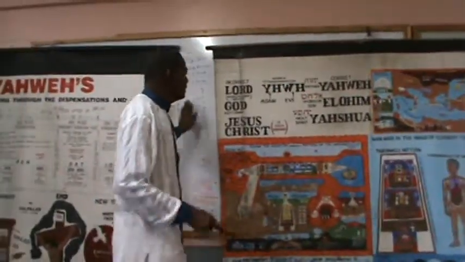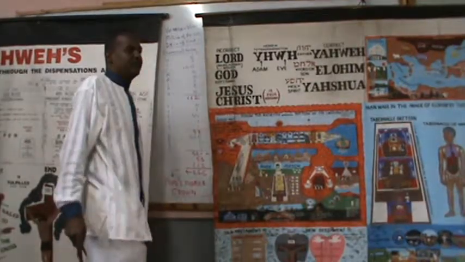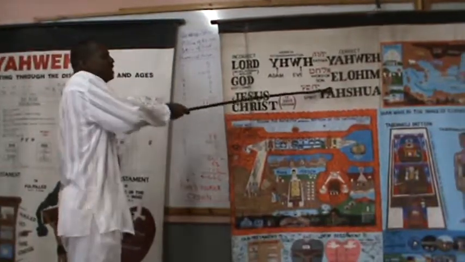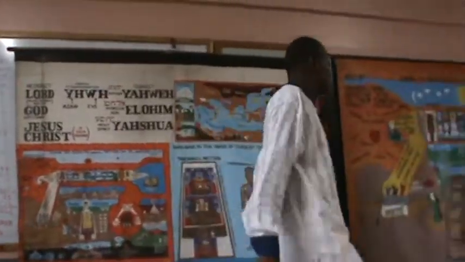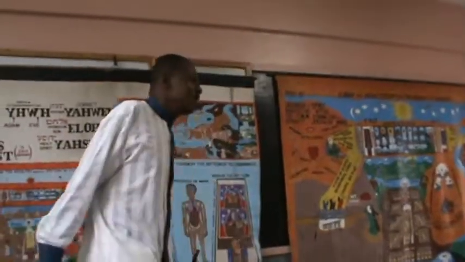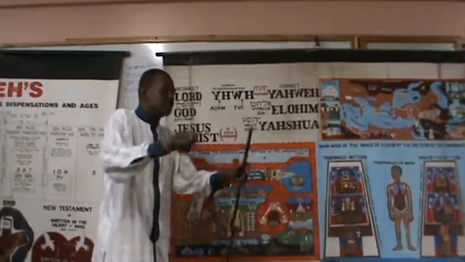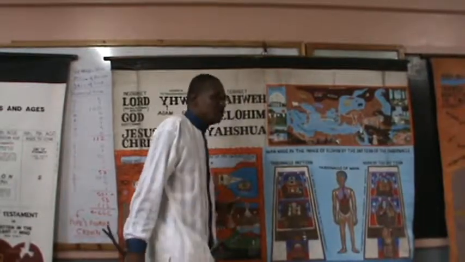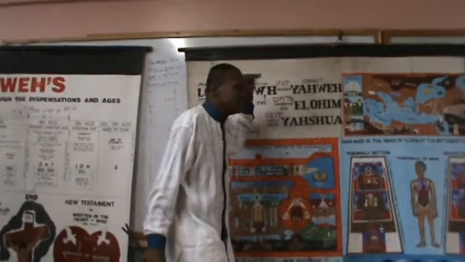Therefore Yahweh also has highly exalted him and given him a name which is above every name, that at the name of Yahshua every knee should bow. You can't run away from yourself, so you have to witness right now. If you don't want to bow, you have to bow. I said every knee must bow, and every tongue must confess that Yahshua the Messiah is Lord, to the glory of Yahweh the Father.